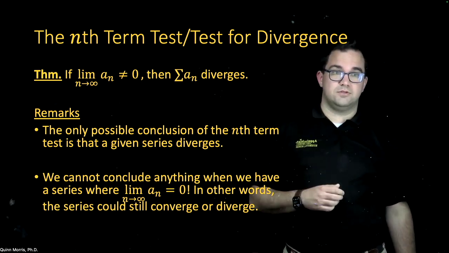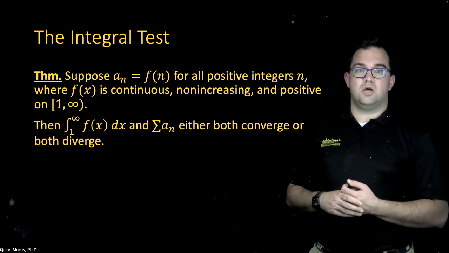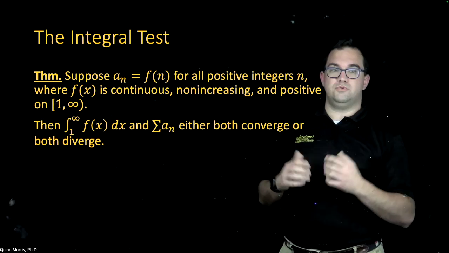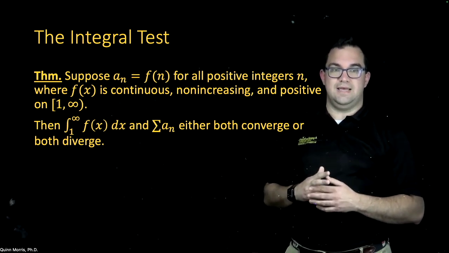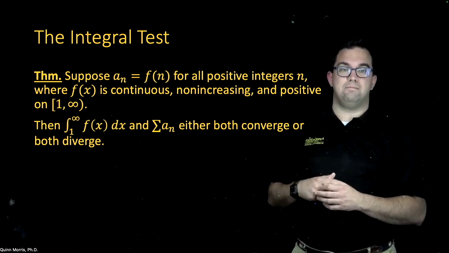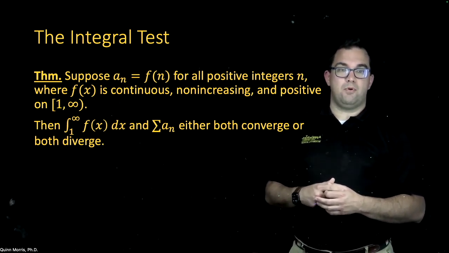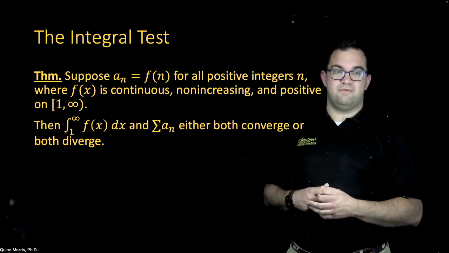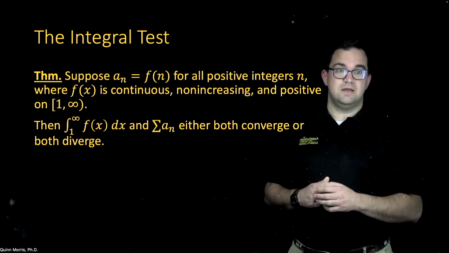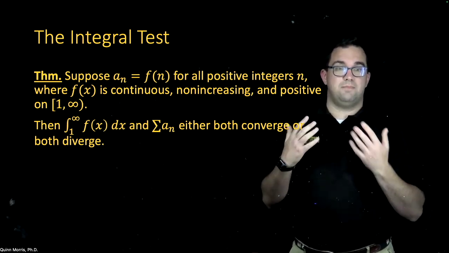Okay. So let's look at one of those other tests. The next test we're going to discuss is what's called the integral test. So suppose that the terms in your series a_n are equal to some function f of n for all positive integers n, where this function f is continuous, non-increasing, and positive on the interval from 1 to infinity. Then if I look at the improper integral from 1 to infinity of f of x dx, and I look at the infinite series of a_n, then either that integral and the series both converge or the integral and the series both diverge.